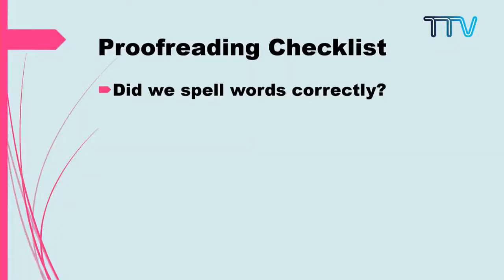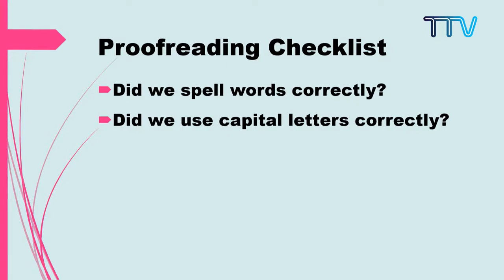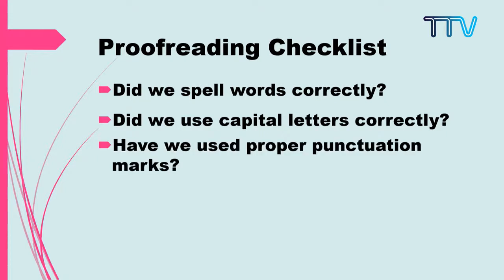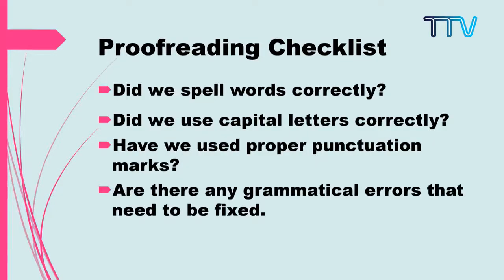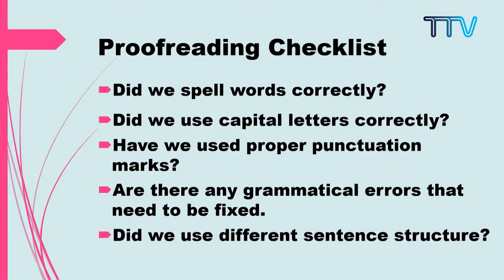Proofreading checklist. Now editing part is done. Okay. So did we spell words correctly? I think I checked, and then we had the spellings almost correct. Did we use capital letters correctly? We found a mistake and then we corrected it. Have we used proper punctuation marks? Did we look at punctuation marks carefully? Let's see again. Are there any grammatical errors that need to be fixed? I think we somehow managed to do that. Okay. And did we use different sentence structure? Okay.